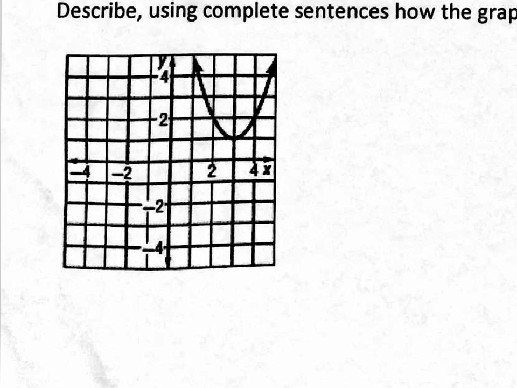Well, the parent graph would have the origin at 0, 0, right? And it would look almost exactly like that, but just instead of having this new vertex over here at 3, 1, and we might as well write that down. The vertex here is 3, 1.